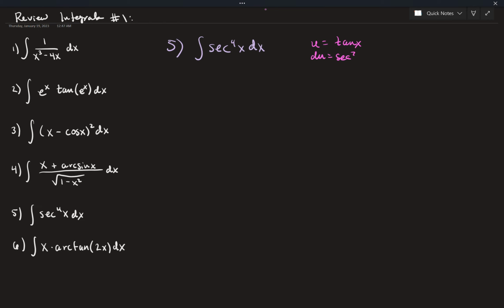So du is going to be secant squared. So that means I got to pull out a secant x squared dx to become du. How many am I left with? Well, I've got 2 left. Fortunately, having 2 secants is enough to bring out a tangent. Secant squared is tangent squared plus 1.